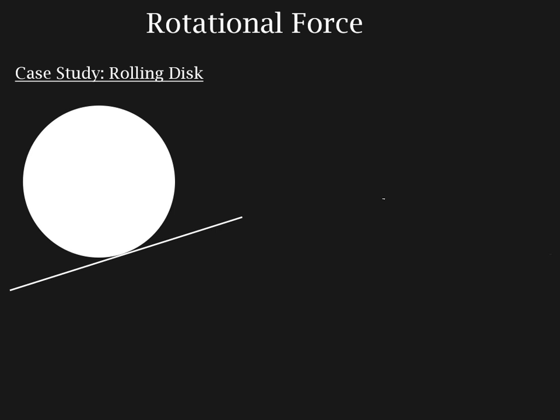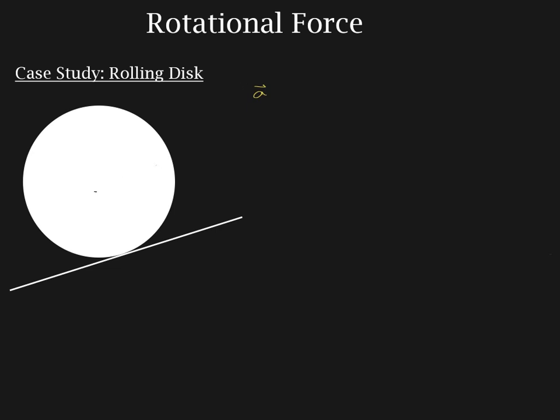So the first thing I'm going to do is start this off with a question. And the scenario is that we have a disk which is placed at the top of a ramp, and that disk is going to roll down the ramp. And ultimately, what we want to know is what is the acceleration of the disk as it goes down the ramp. So my question for you is, what do we use for the axis of rotation?